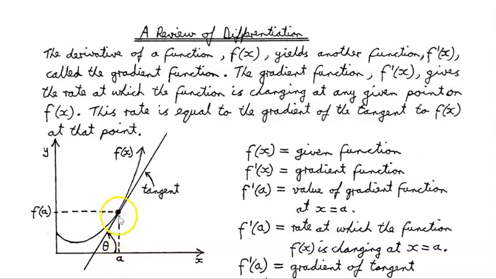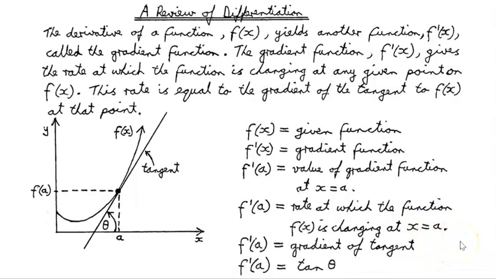So x equals a has y coordinate f of a. f of x is a given function. f prime of x is the gradient function. f prime of a is the value of the gradient function at x equals a. f prime of a is the rate at which the function f of x is changing at x equals a, and it is equal to the gradient of this straight line. All along the straight line, the gradient is one fixed value, and f prime of a is the gradient, the slope of that line.